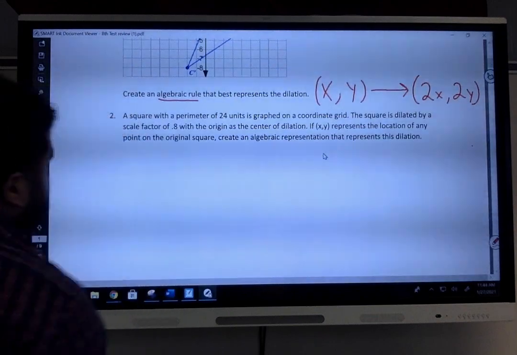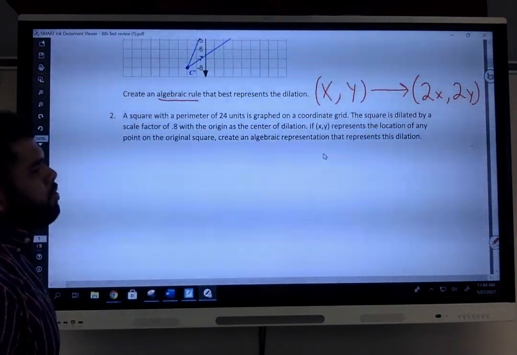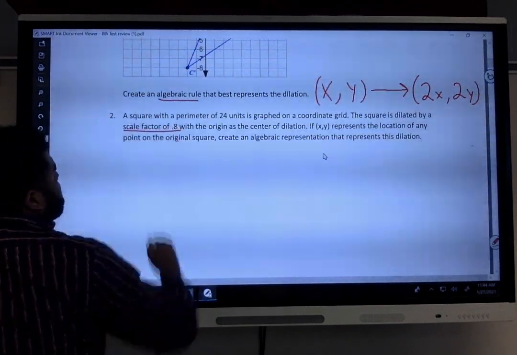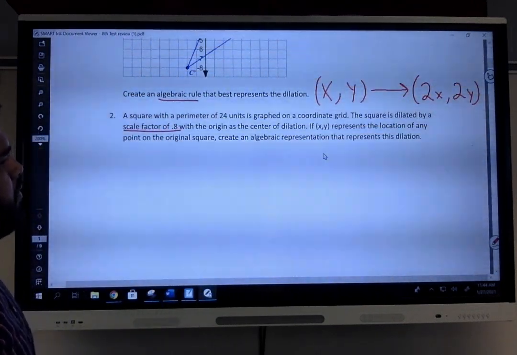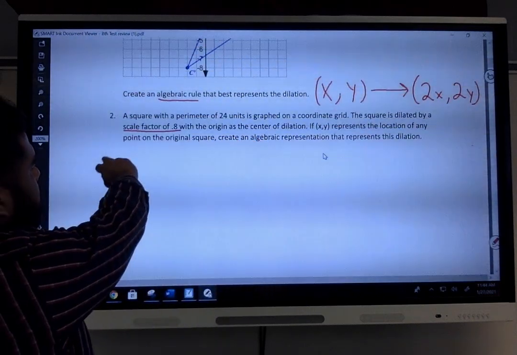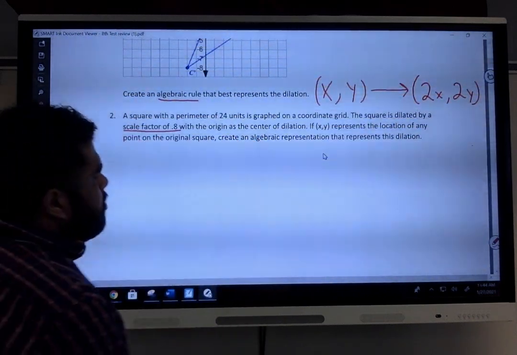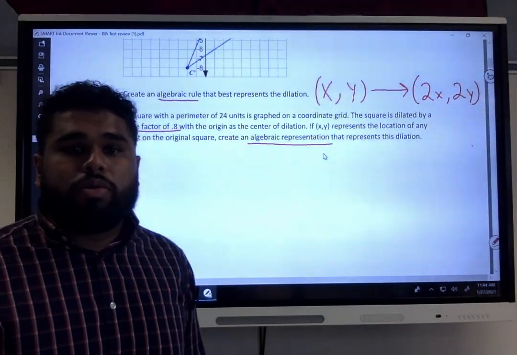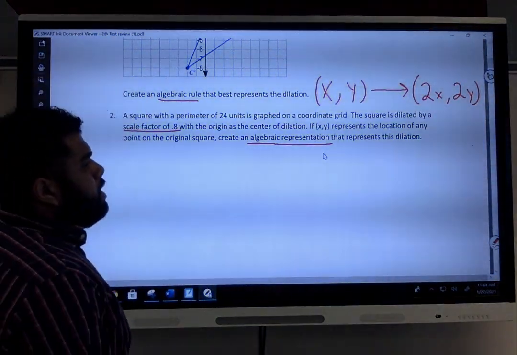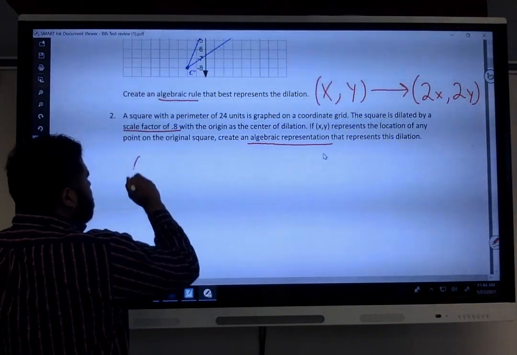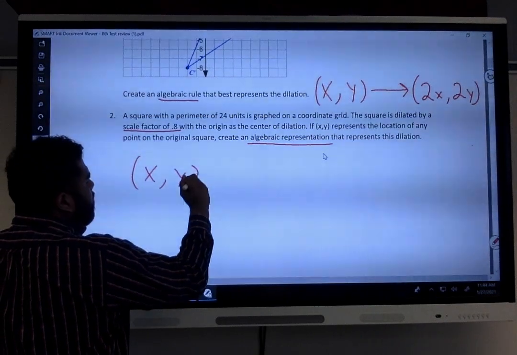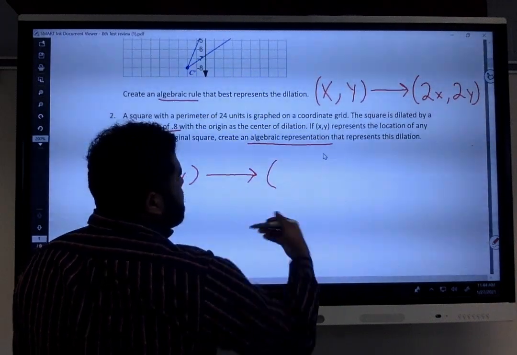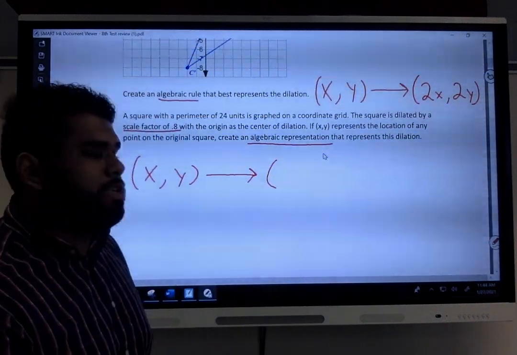Now, question 2. A square with a perimeter of 24 units is graphed on a coordinate grid. The square is dilated by a scale factor of 8, okay? So they give us our scale factor. If xy represents the location of any point on the original square, create an algebraic representation that represents the dilation. Okay, so they're asking us to create an algebraic representation. Again, for an algebraic representation, it always starts out as x and y. Okay, and then your scale factor is going to be attached to that x and y after the transformation, right?